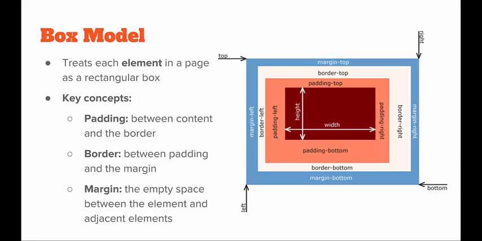In terms of arranging the content on your page, you can treat each element in a page as a rectangular box. Now, this is helpful for arranging these boxes in the order in which you wish to see them. Some key concepts, though, that we need to understand in order to be able to use the box model is the idea of padding, which is space between the content and any border. The border itself, which is between the padding and the margin, which is the empty space between the element and any adjacent elements. Take a moment to examine this graphic and make sure you understand these three concepts before moving forward.